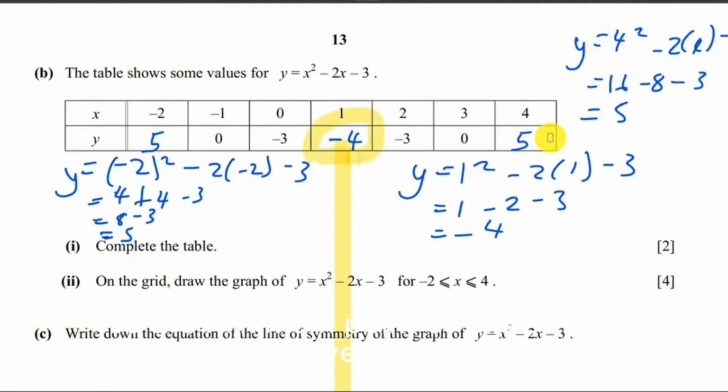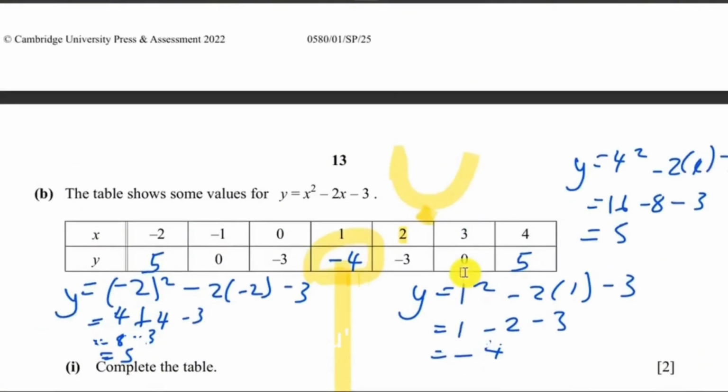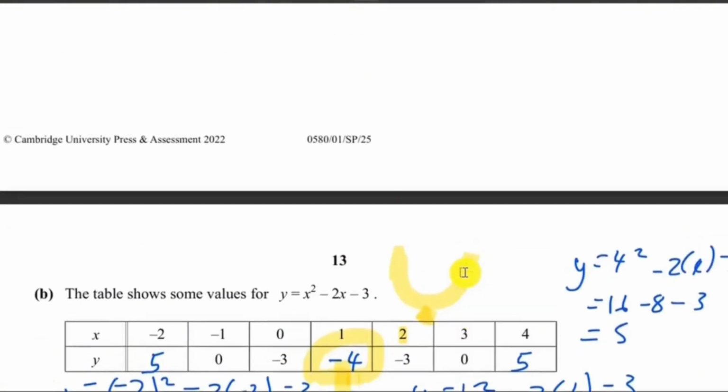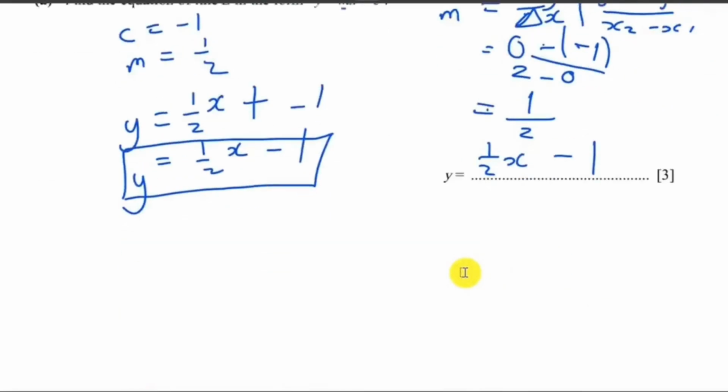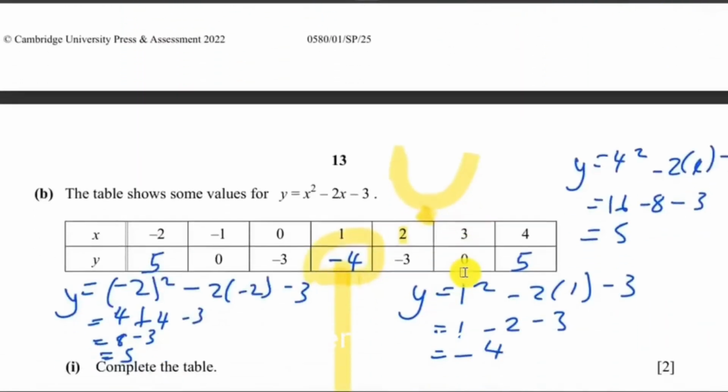So the minimum point of this curve is at minus 4, and it looks something like this, because the minimum point is at minus 4 and all other points are increasing. So that's what you're supposed to draw. So you need to plot all those points and then join them.